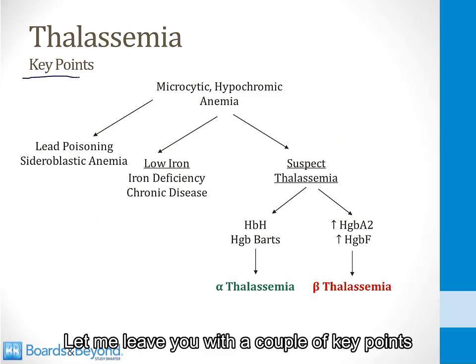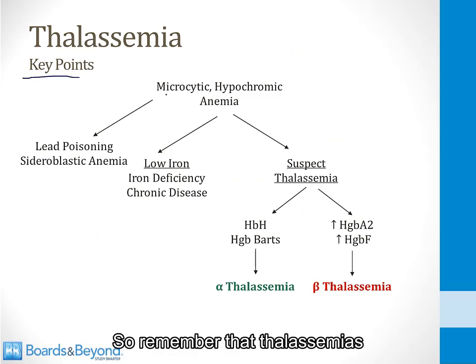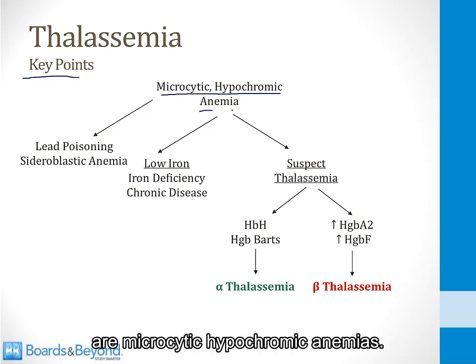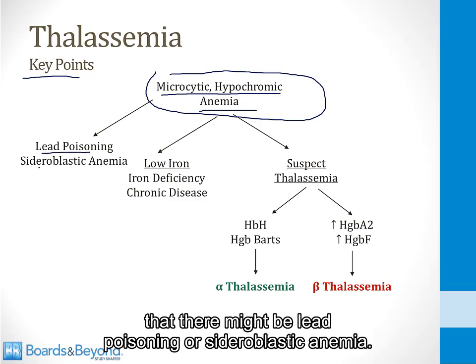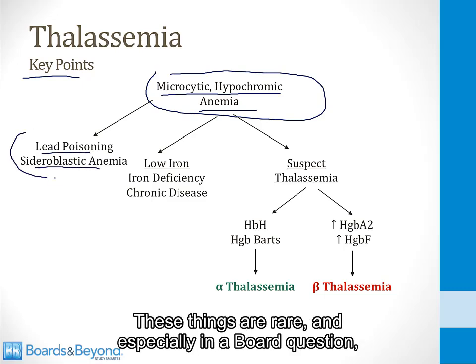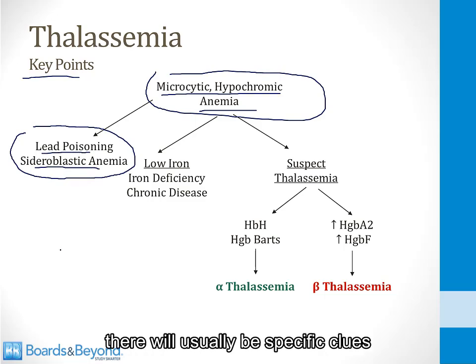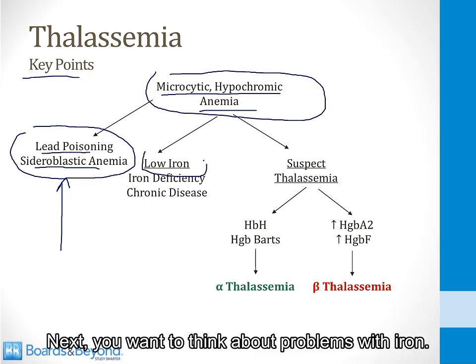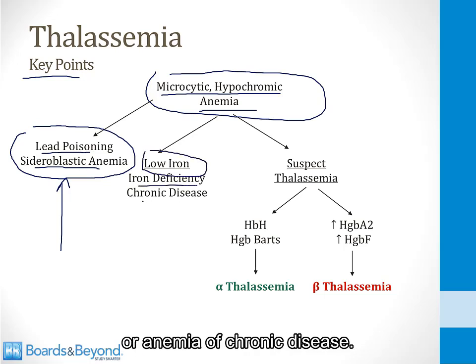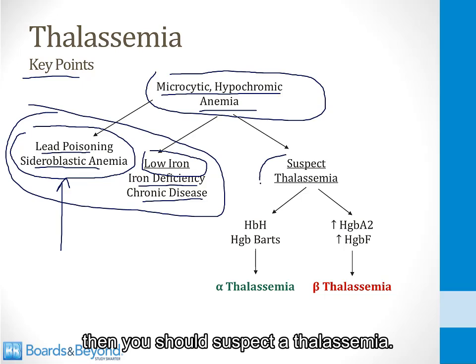Let me leave you with a couple of key points about the thalassemias. So remember that thalassemias are microcytic hypochromic anemias, and anytime you're evaluating this type of anemia, you want to look for clues that there might be lead poisoning or sideroblastic anemia. These things are rare, and especially in a board question, there will usually be specific clues that these may be going on. Next, you want to think about problems with iron. So low iron can lead to iron deficiency or anemia of chronic disease. But if you're not dealing with either of these two things here, then you should suspect a thalassemia.